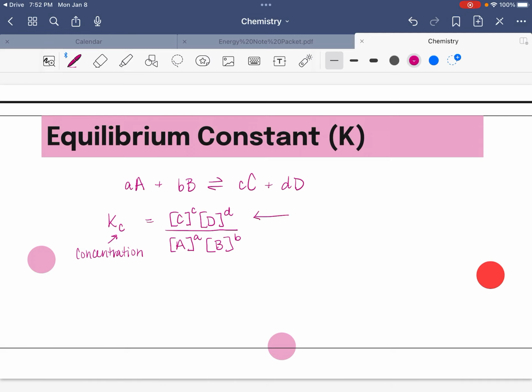Notice that on the top we include our products, where we would put the concentration, for example, of C, in the brackets, and then we'd raise it to whatever the coefficient is. Same thing with D, and then in the bottom we have our reactants.